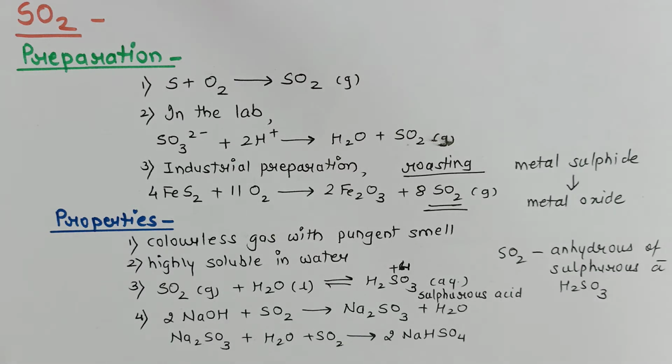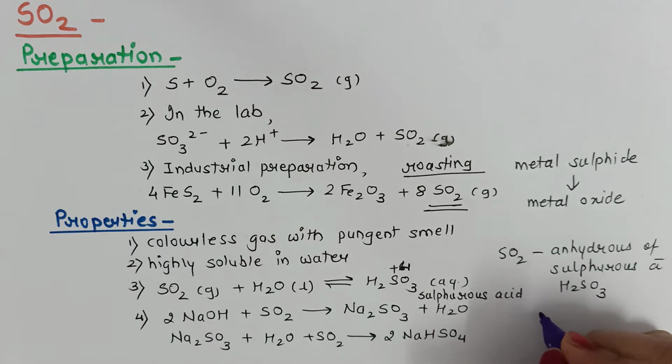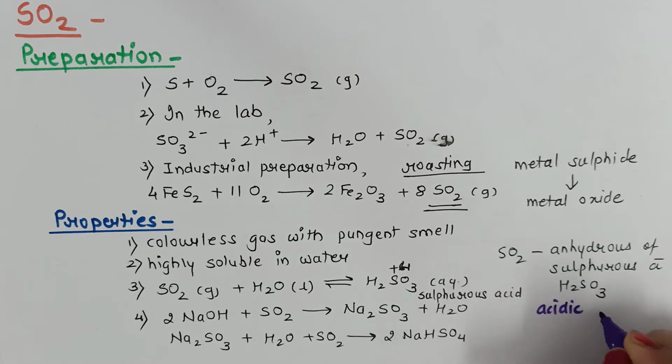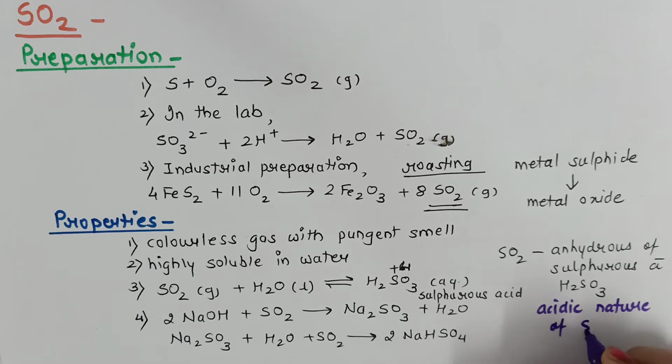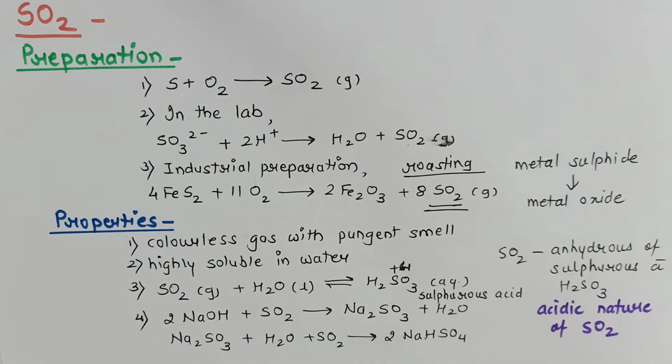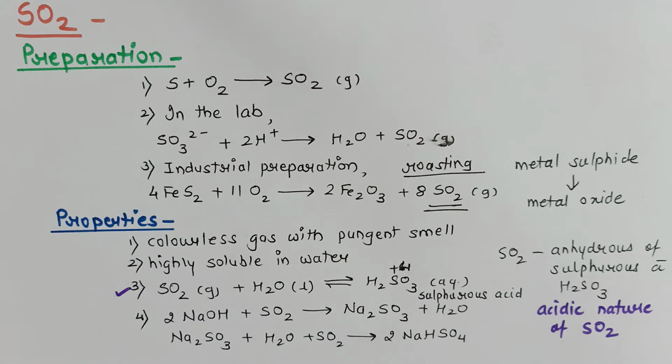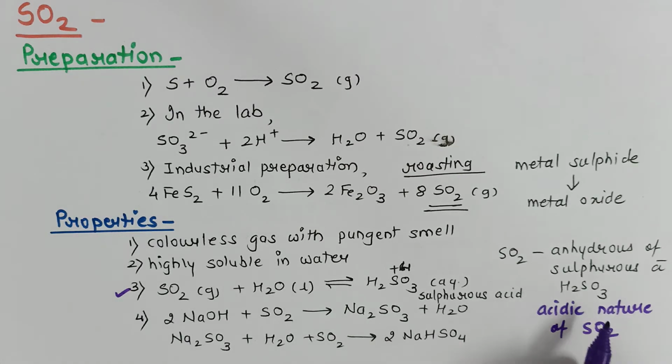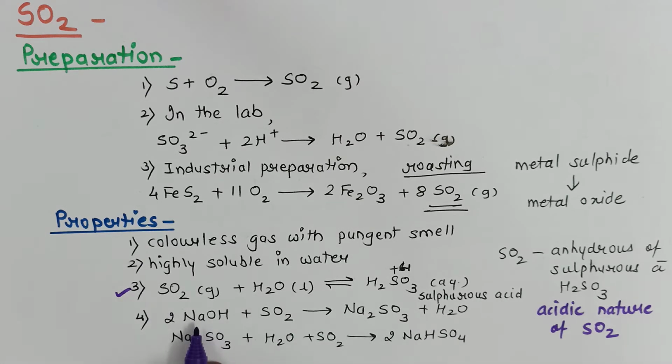So this proves the acidic nature of sulfur dioxide. Sulfur dioxide is acidic in nature. This is proved by this reaction. We can have two more reactions to prove the acidic nature of sulfur dioxide. Acids, when treated with base, give salt and water. So when SO2 is treated with a base like sodium hydroxide, it will give Na2SO3, salt, and water.